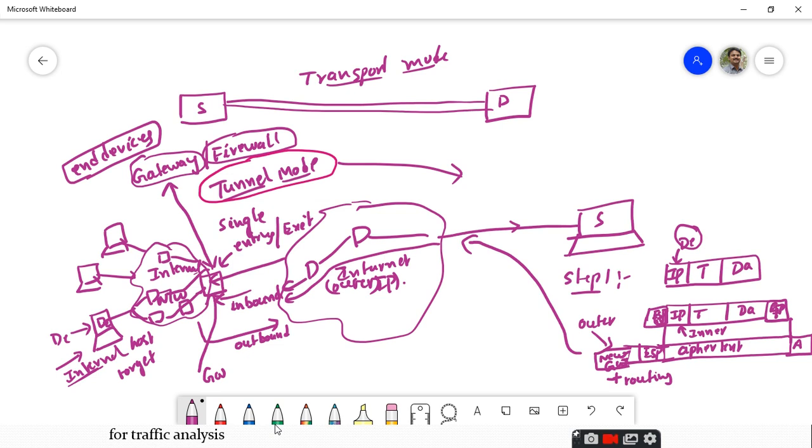Once that packet has reached the gateway, now it is the responsibility of the gateway. What this gateway, the destination firewall, will do is examine and process the outer IP header. The outer IP header identifies that this packet is for myself only, so I can receive this packet. Once it receives the packet, it will go for the processing, that means it will go for the decryption.